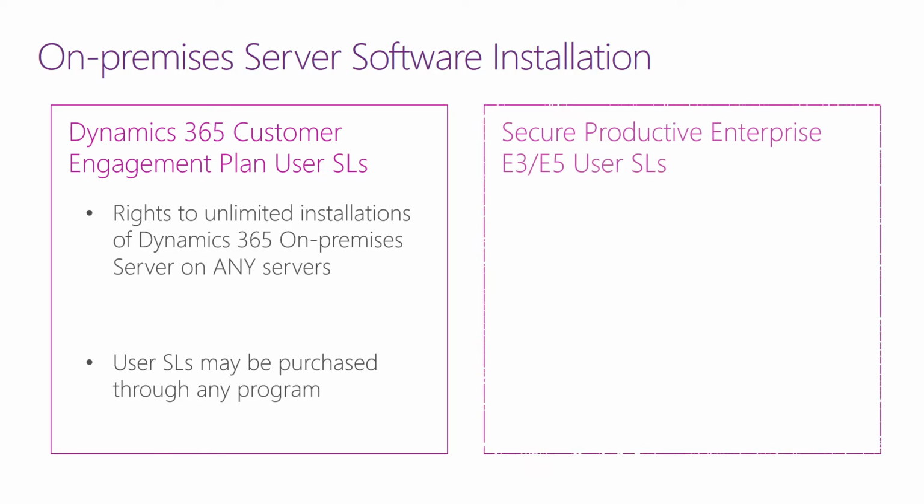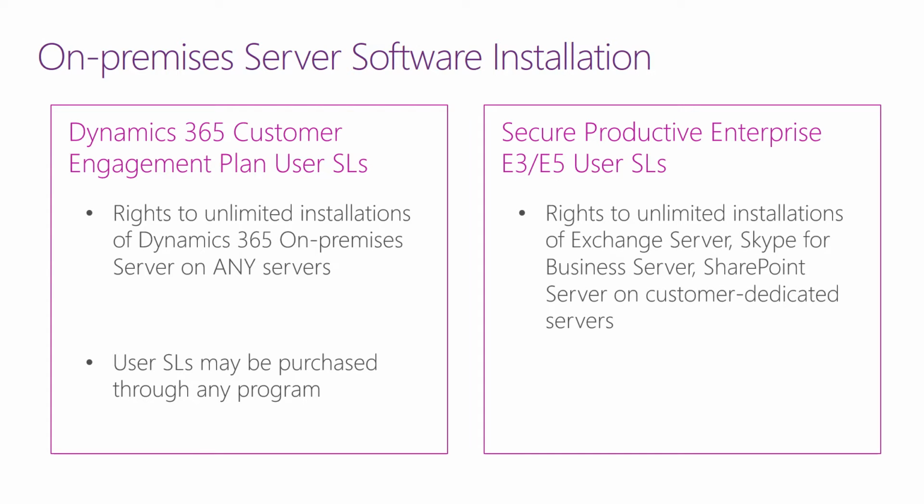The second example I've chosen here are the Secure Productive Enterprise E3 and E5 USLs. These USLs also give rights to install on-premises software, and this time it's Exchange, Skype for Business and SharePoint server. Again, customers can install these products as many times as they like, but there are some restrictions on which servers may be used, and you can see that the rules state that the server must be dedicated to a customer. That could be an on-premises server or indeed one managed by a service provider.